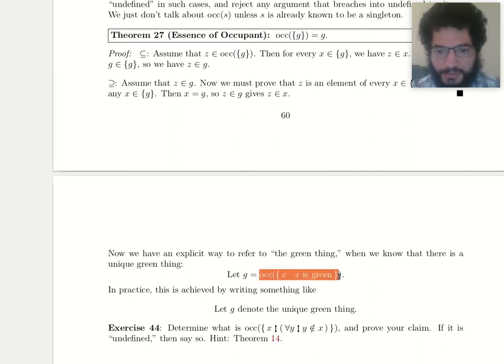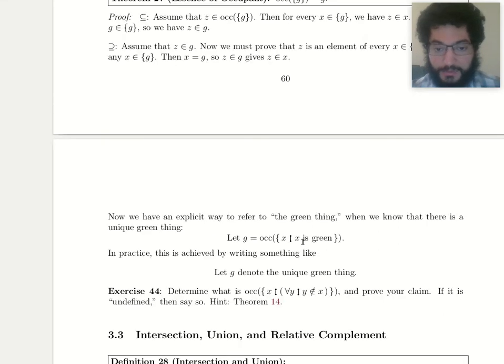We can use the occupant construction and say, okay, if we know that there's a unique green thing, then we know the set of green things is a singleton set. So we can take its occupant, and then G refers to the unique green thing. But like I told you, the occupant symbol is a made-up thing just for this course. In practice, what people do is they say a sentence like: let G denote the unique green thing. And then this becomes an allowed way to define something. It's acceptable because it's basically just doing this.